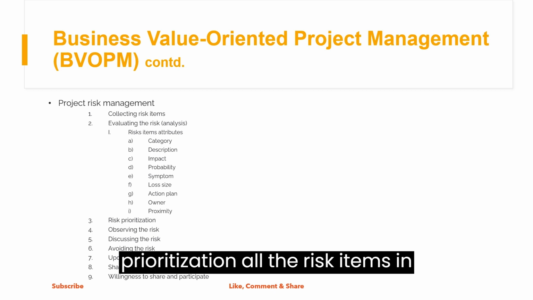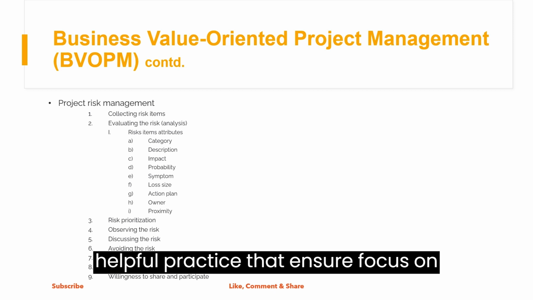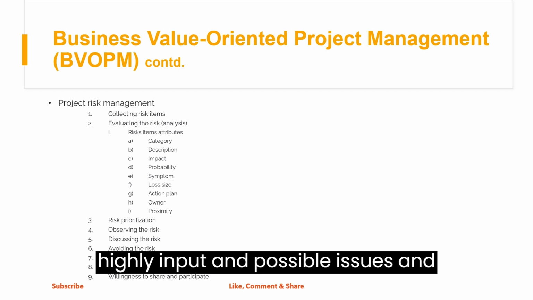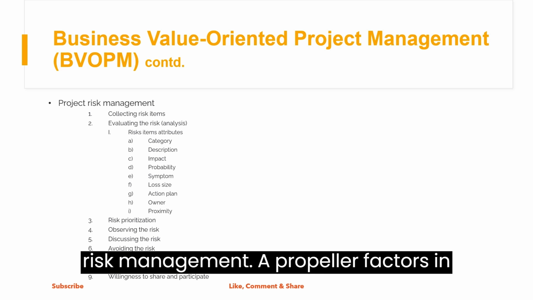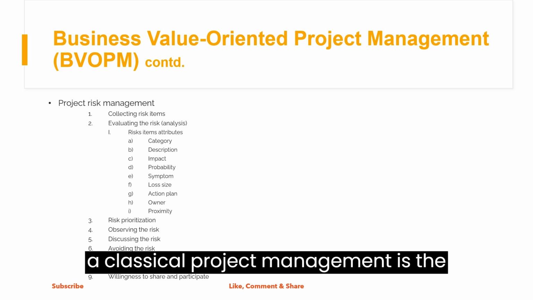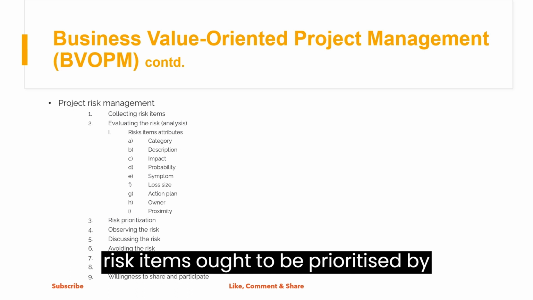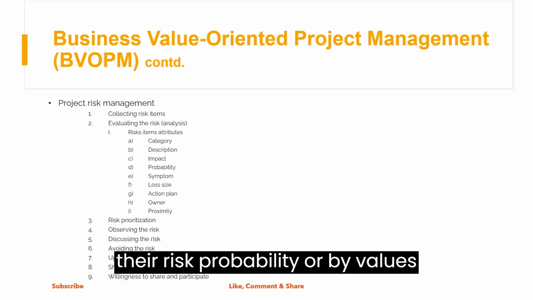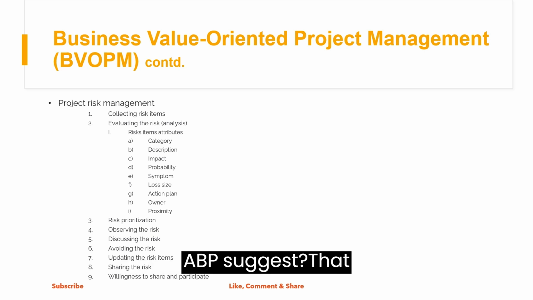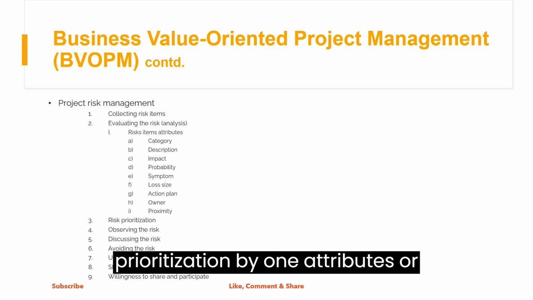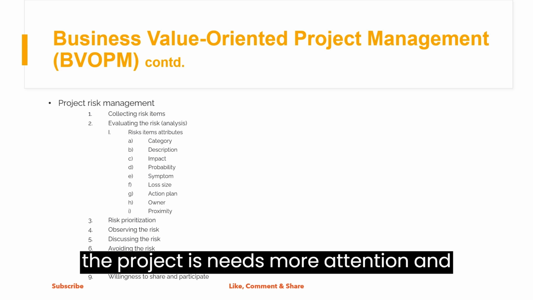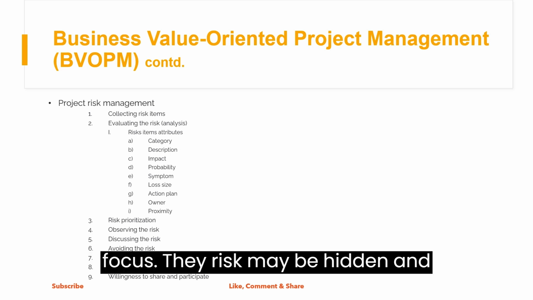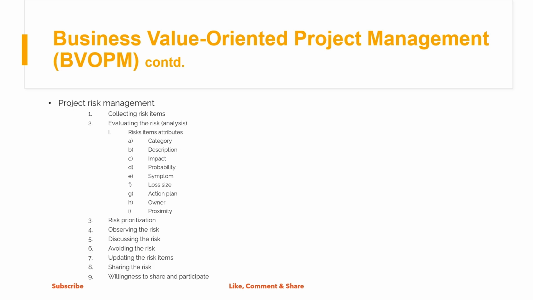Risk prioritization. Prioritization of all the risk items is a helpful practice that ensures focus on highly important possible issues and optimizes the effort needed for risk management. A popular practice in classical project management is that risk items ought to be prioritized by their risk probability, or by values of several multiplied attributes. The BOP suggests that prioritization by one attribute or result of attributes is not enough, and the project risk needs more attention and focus. The risk may be hidden and unexpected.